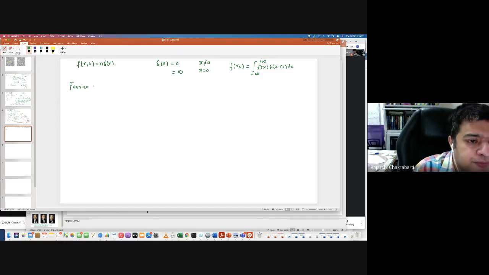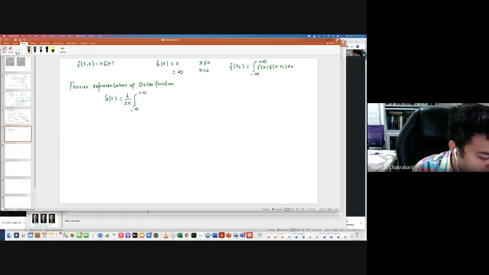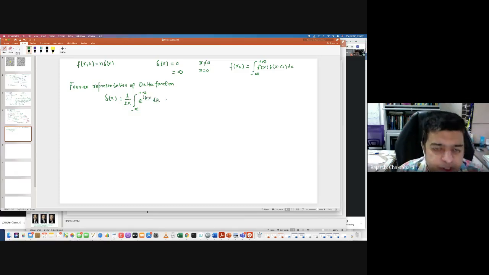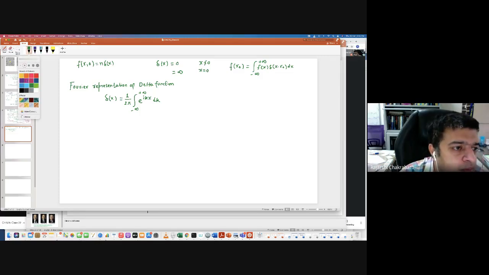This you should know. So this delta function can be expressed as a Fourier integral, which is given by this expression. This is called the Fourier representation of the delta function. This is very important. Try to remember this.